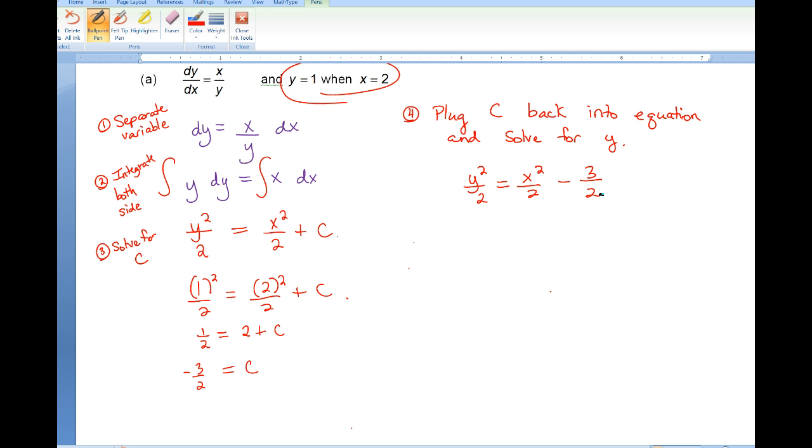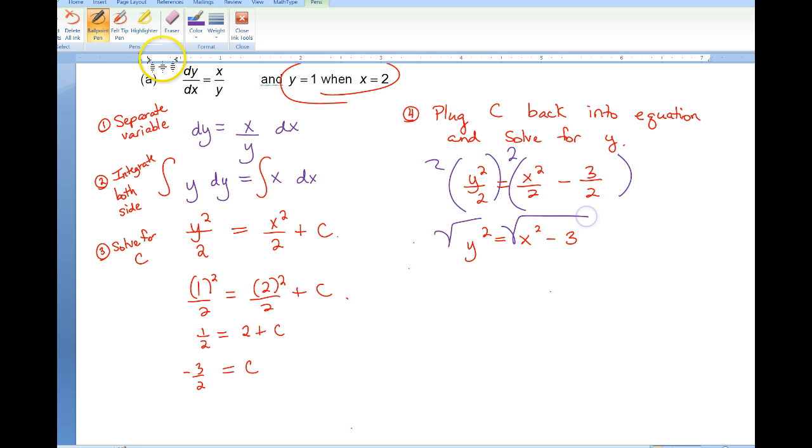Now I want to isolate y, and this is where it gets a little tricky because you can only have one particular solution. Can we multiply everything by 2? Okay, so let's multiply everything by 2. That'll make it easier. So if I multiply everything by 2, we get y squared equals x squared minus 3. And then a root both sides. Okay, and then we're going to take the square root of both sides.